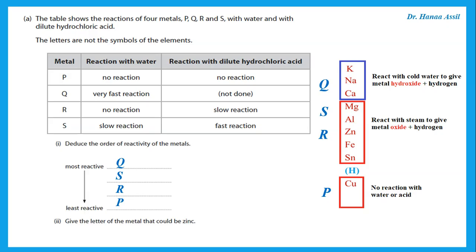Give the letter of the metal that could be zinc. We said zinc is somewhere in the middle, so that is R.